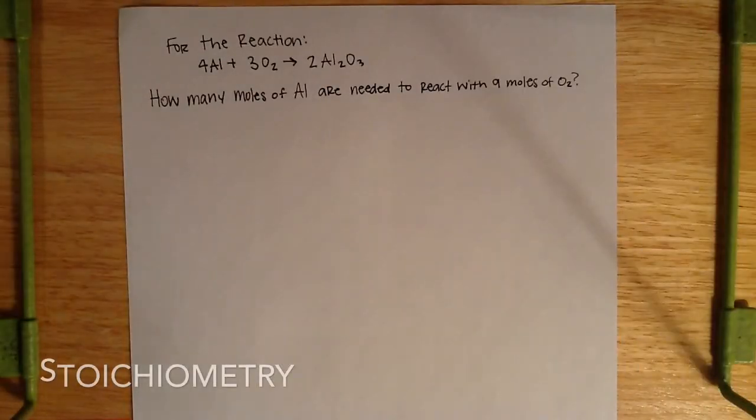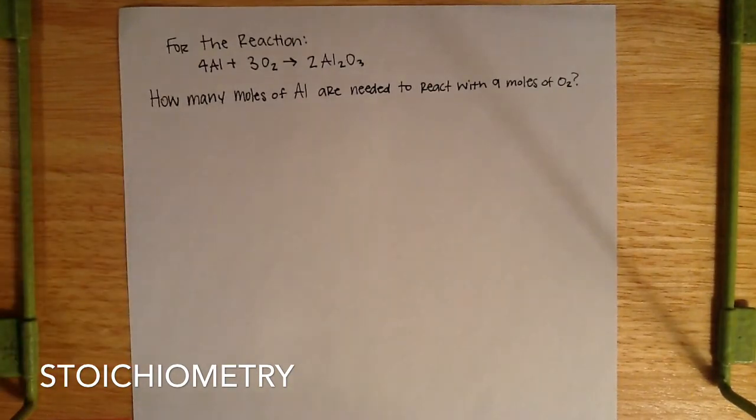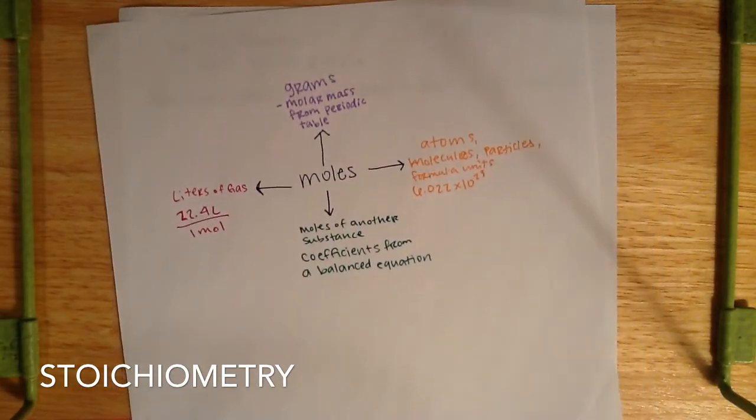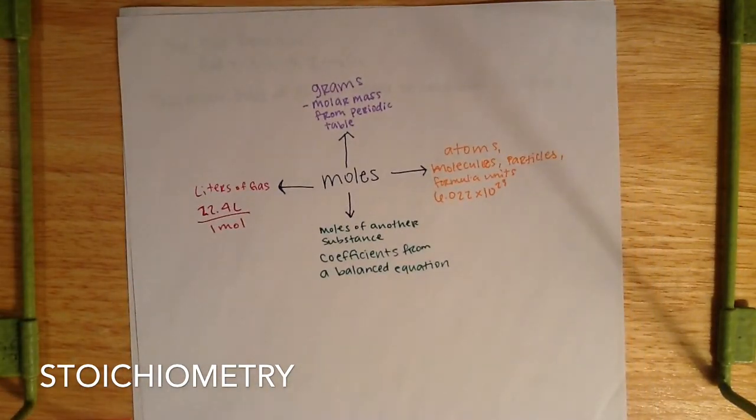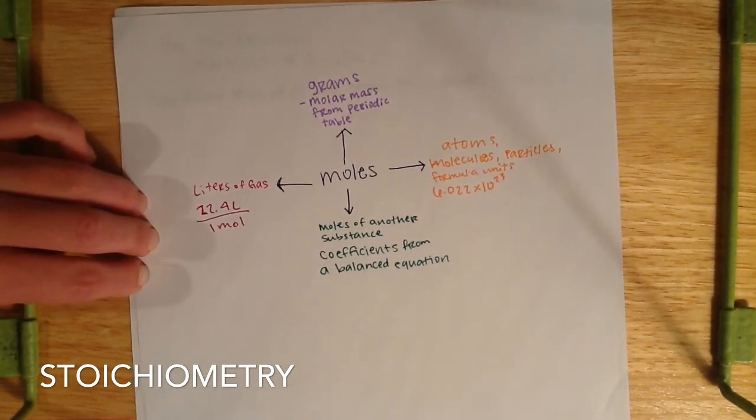Now we are going to practice plain old stoichiometry. This I also got from the study guide. So here we have a balanced equation, and our question is asking us how many moles of aluminum are needed to react with 9 moles of oxygen. So think back to when we practiced mole conversions, and I showed you this chart. So from this chart we know that if we are trying to convert from 1 mole of one substance to another mole of another substance, we use the coefficients from a balanced equation, which we have.